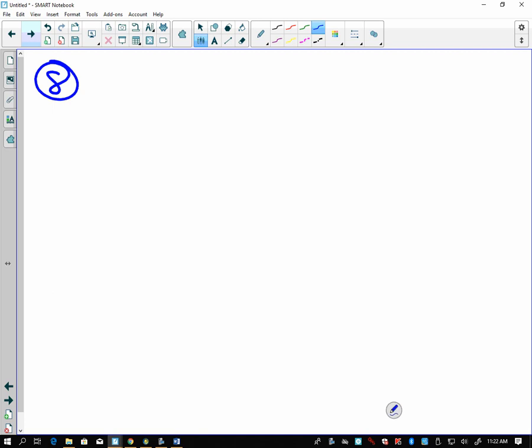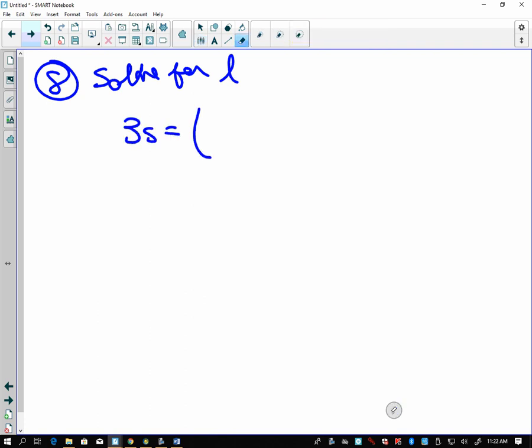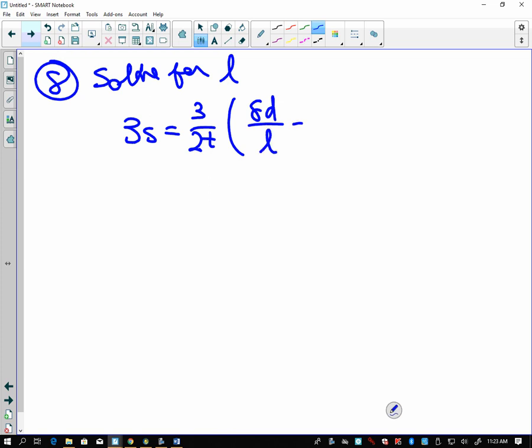Solve for L. Okay, I probably am not going to get all the way through this one. How many have we done? 1, 2, 3, 4, 5, 6, 7. Done 7 of them. All right, we're trying to solve for L. Okay, keep that in mind. We have 3s equals 3 over 2t times 8d over L minus 3m over d.